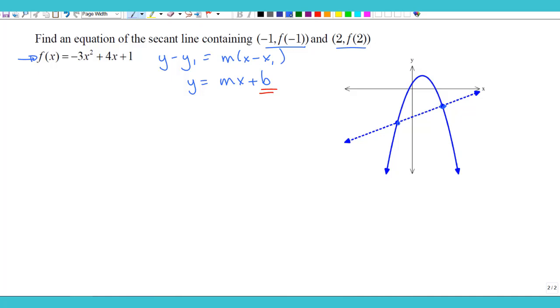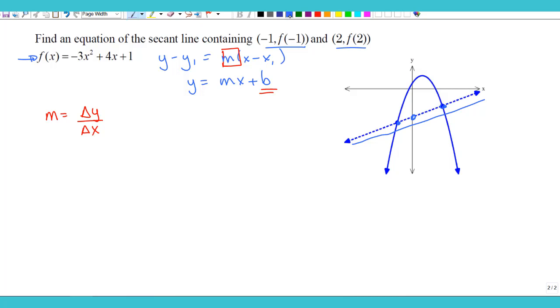But this time, we are not. Remember, b is the y-intercept, and you can see from this picture that for this line, we do not know what that y-intercept is. So how do we go about finding an equation of a secant line? Well, the first thing we need is the slope.